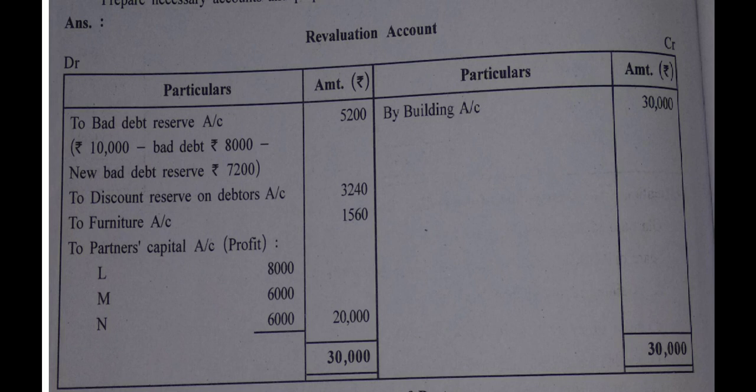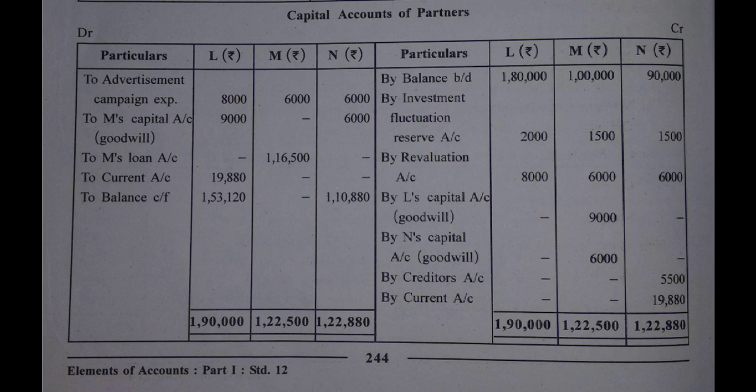Whenever the total of credit side is more, the amount of difference is said to be profit on revaluation always. Okay, so the profit of 20,000 is to be distributed in old ratio, which gives 8,000, 6,000 and 6,000 respectively. Next step, the profit is to be transferred in partners' capital accounts. You can see on credit side by revaluation account just below investment fluctuation reserve, which is 8,000, 6,000 and 6,000 respectively.